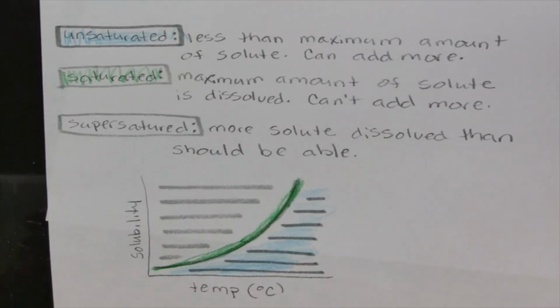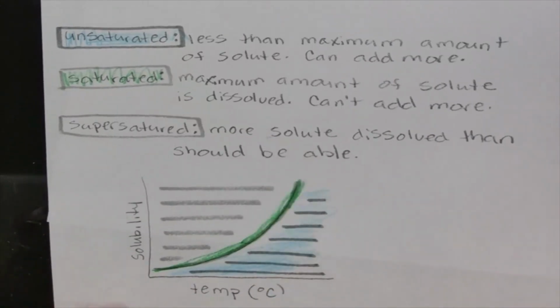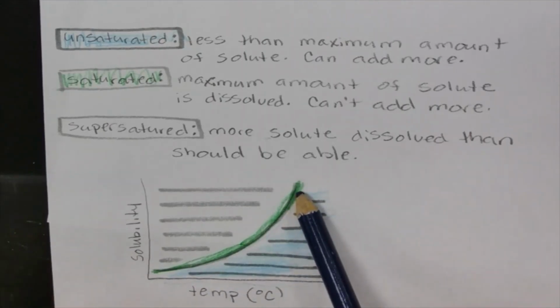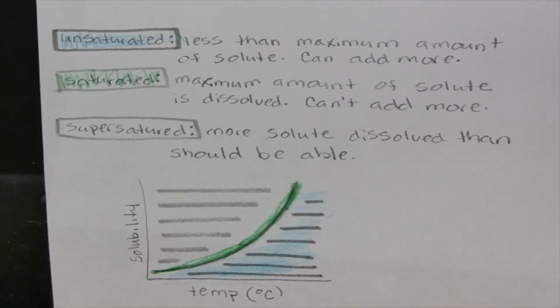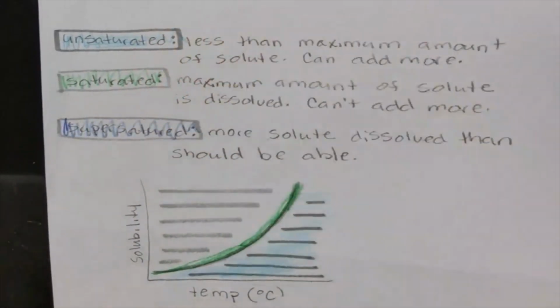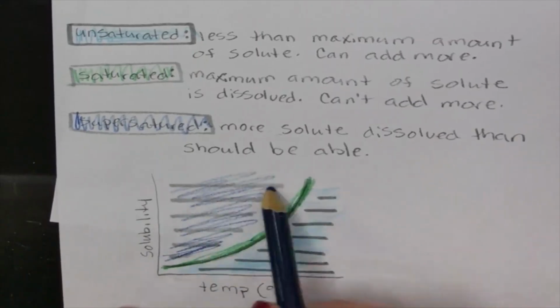A supersaturated solution is one where we have more solute dissolved than we should be able to hold. And these are typically made by heating, all right? Because as we add heat and increase the temperature, we see the solubility typically tends to increase. And these are things like ionic compounds that are solids. So supersaturated, if we were to heat, that is going to be above the line.